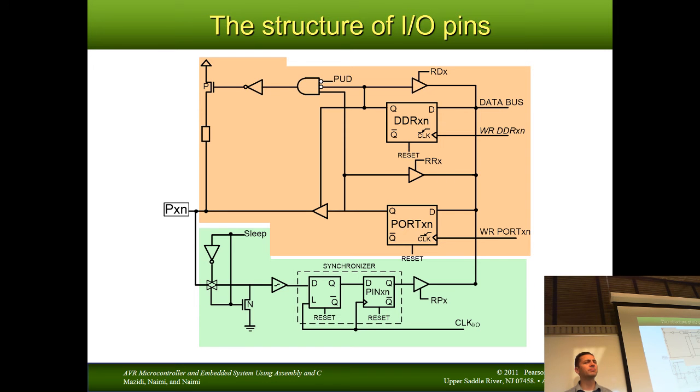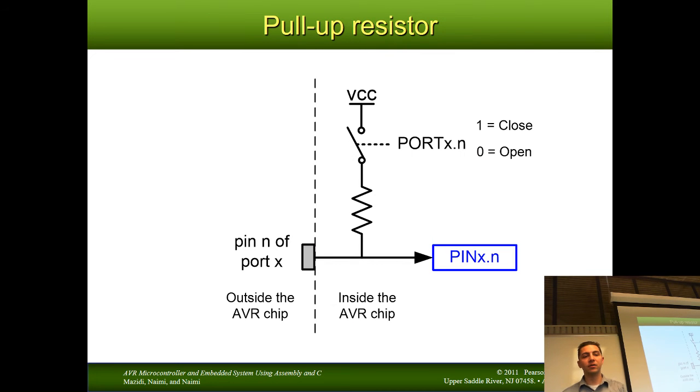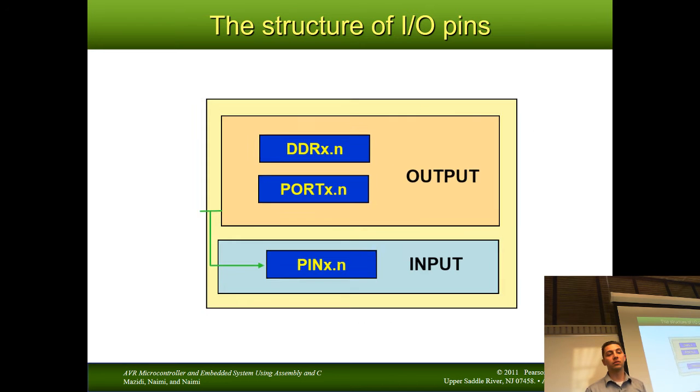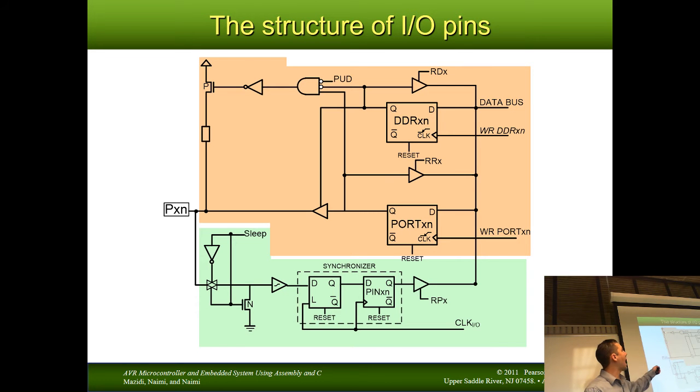If the data direction pin is 0, what kind of a mode are we in? We're in an input. So if we are in an input and the port pin is 1, which is exactly what we said before, we're going to activate this pull-up resistor. And that inverter is there to make sure that the I/O logic works just fine.